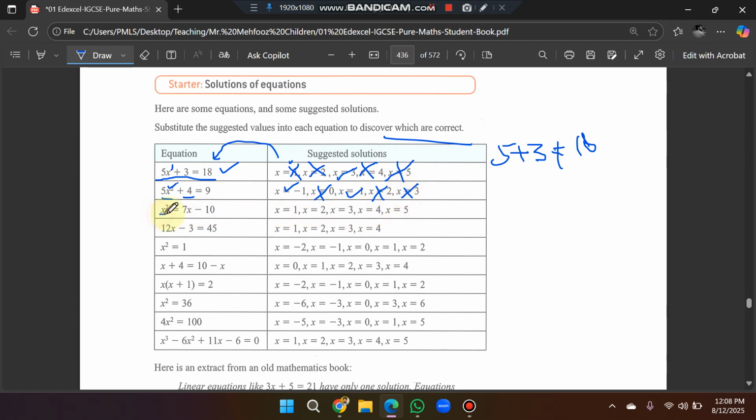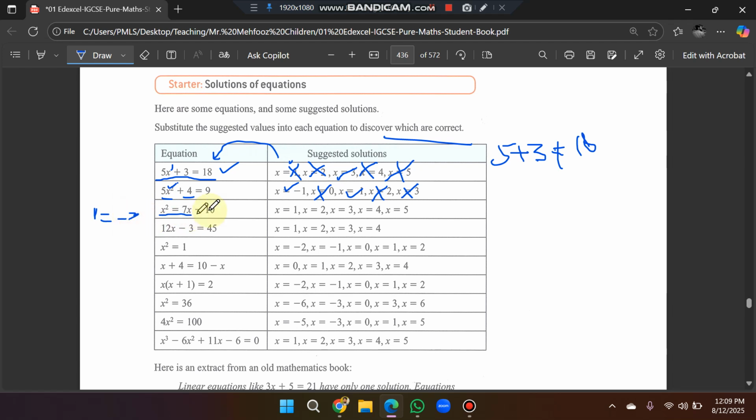Again, same like this, equation 3, x square is equals to 7x minus 10. So now we are moving from easy to difficult equations. If you put x is equals to 1, on the left side it will be 1 square, that is 1, and on the right side 7 multiplied by 1, that is 7, 7 minus 10, that is equals to minus 3.